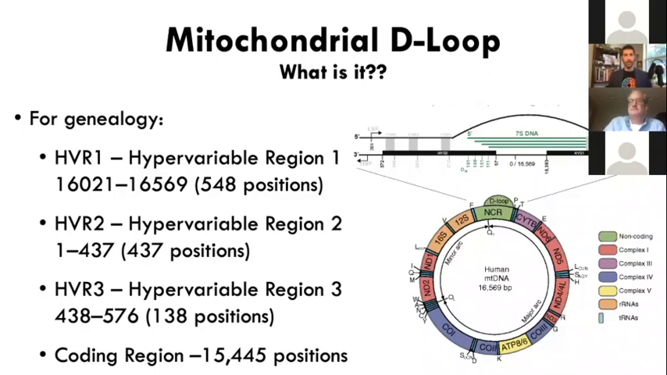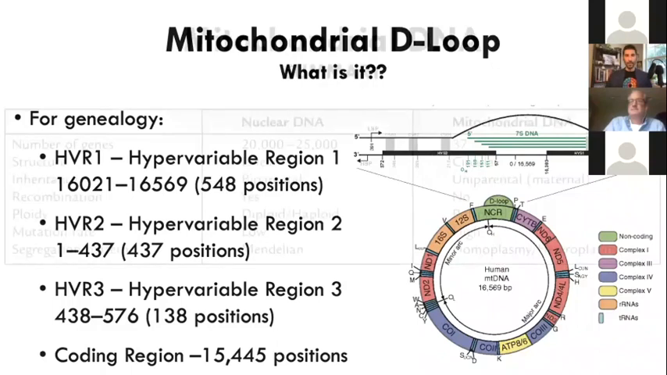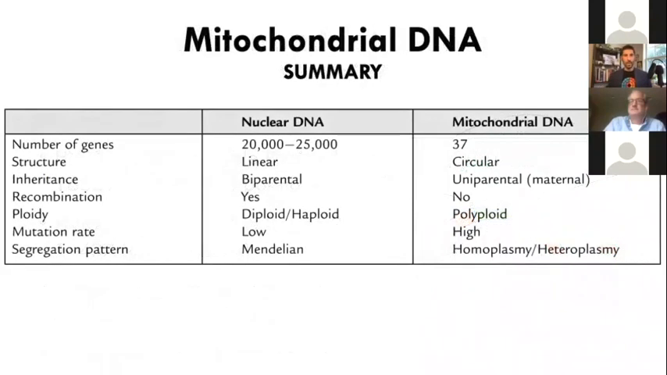It's 15,000 plus positions. So just to summarize here, we have 20 to 25,000 genes in the nuclear genome, only 37 mitochondrially. Most DNA chromosomes are linear, and the mitochondrial chromosome is circular. The inheritance pattern is unique. Of course, as Miguel mentioned, mitochondrial DNA does not recombine. So it's inherited intact from one generation to the next generation, from mother to daughter and son. So although the nuclear genome, except for X and Y, is diploid, the mitochondrial genome is haploid.